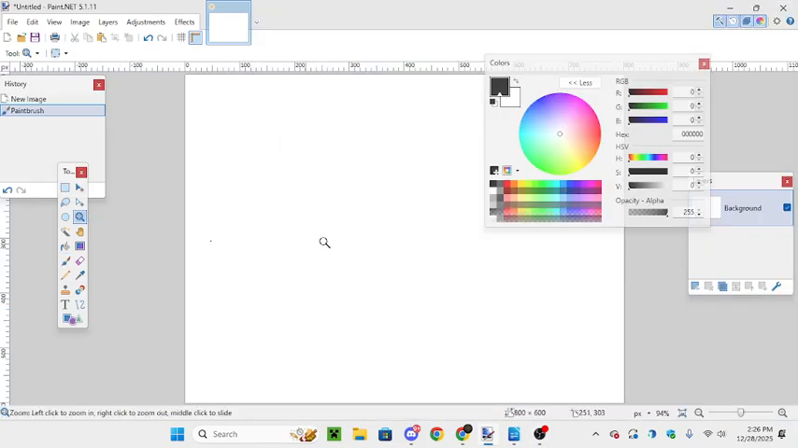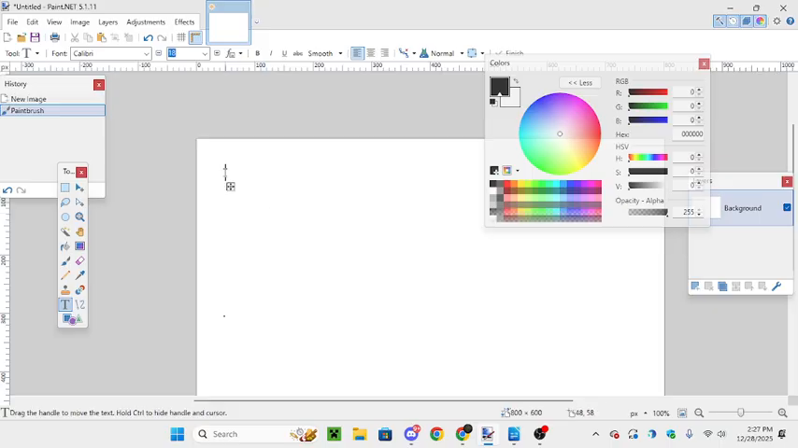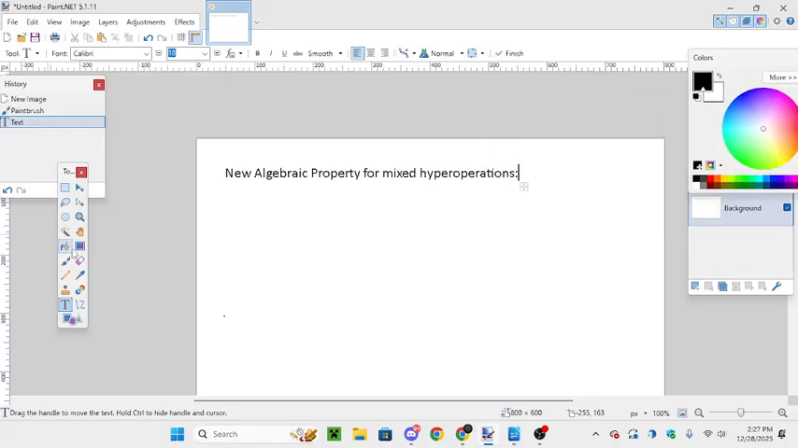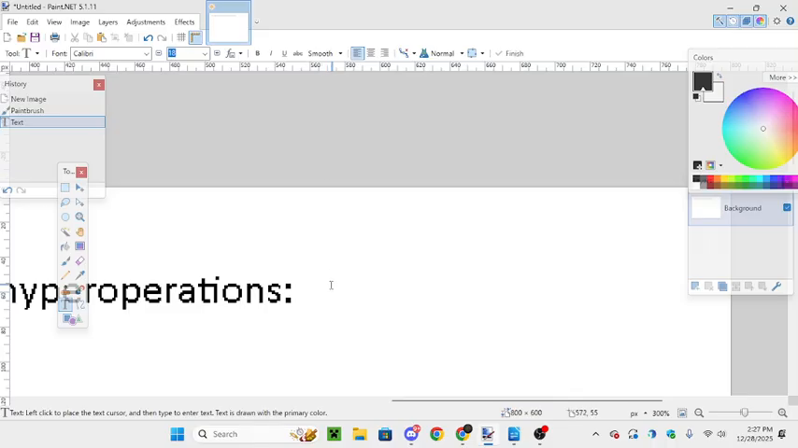Okay, so I'm pretty sure I just discovered an algebraic property for the mixed hyperoperations. So, new algebraic property for mixed hyperoperations. And I am a little bit excited, and I kind of wish I could be more exact about what it is.